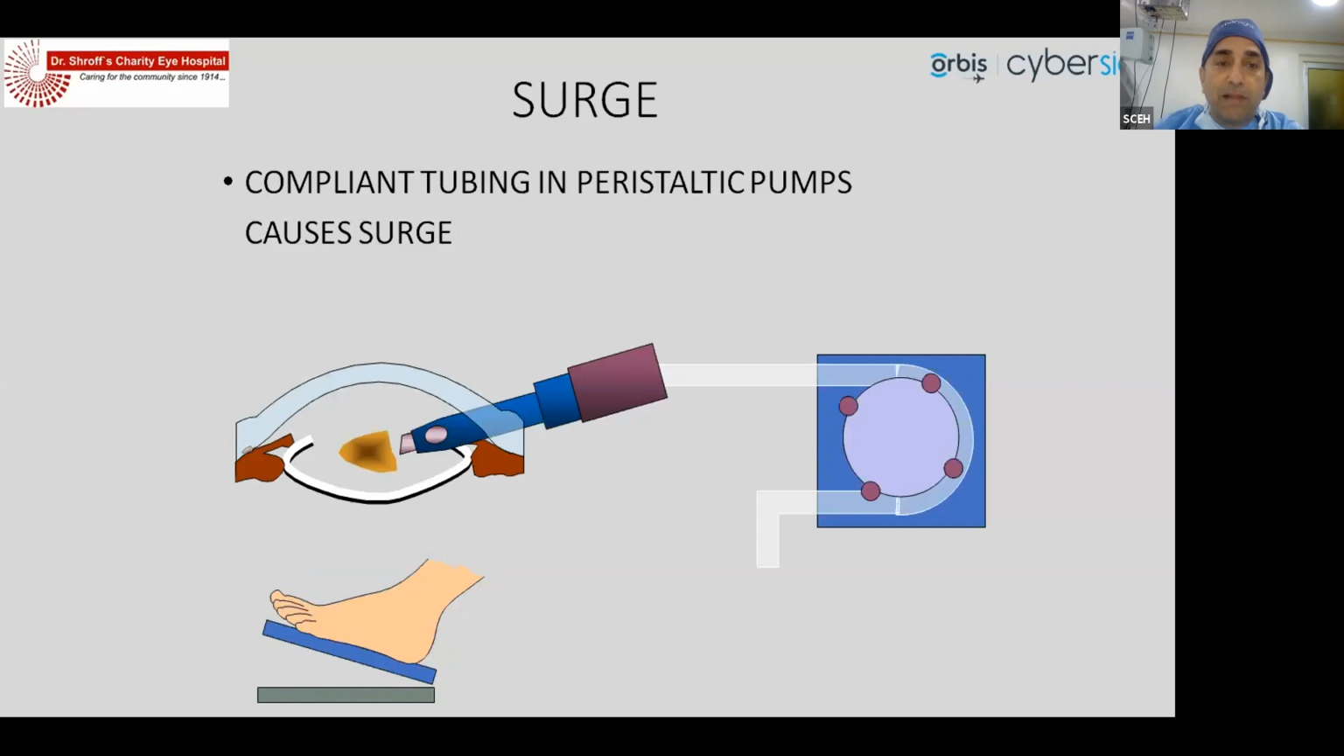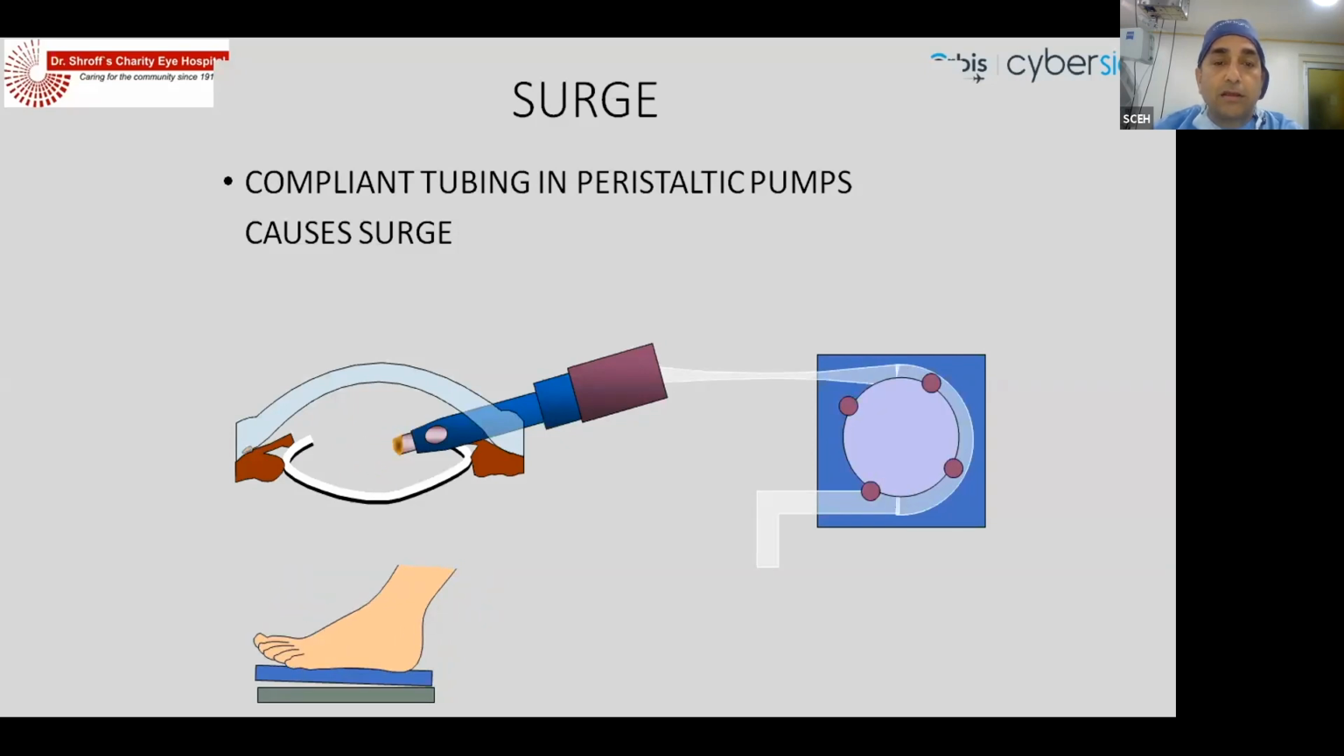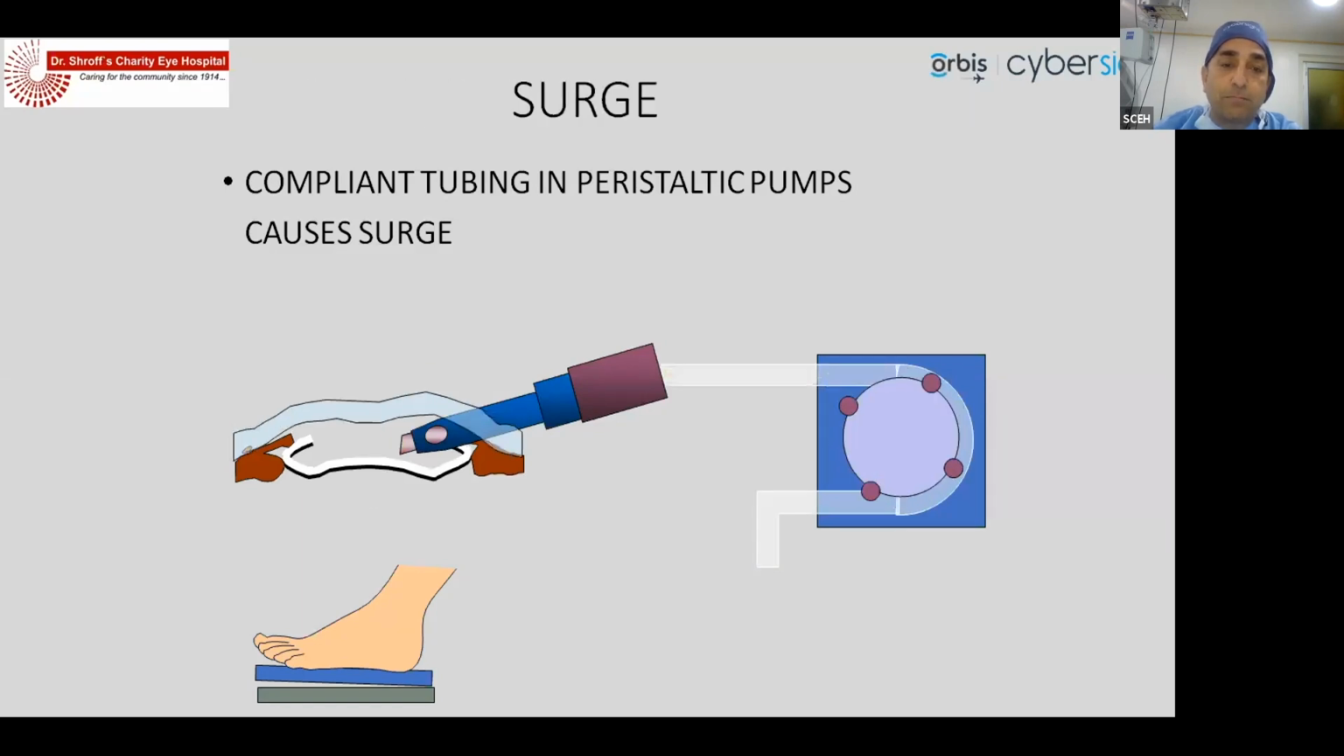So when a piece is at the tip, the tubings collapse. As the piece clears from the tip, there's still vacuum. And because there's no piece at the tip, the chamber collapses at that point.